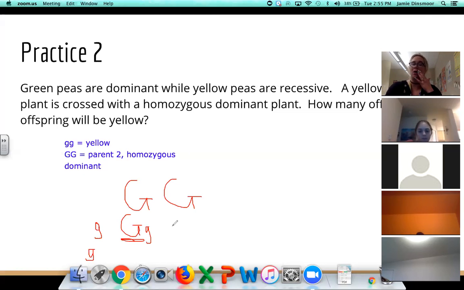Right, so that happens. Now, what if we crossed 2 of the offspring? So now what would happen if we crossed big G, little g times big G, little g? How many of our second generation of plants would be yellow? And again, don't be afraid to write it out, right? I know you think in your mind, oh, I could just do this quickly in my head. Sure you can. Write it out though, just to double check.